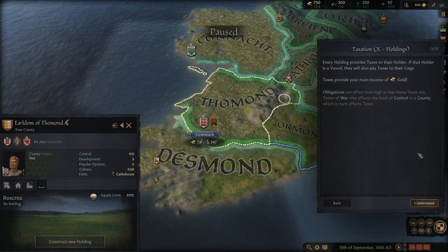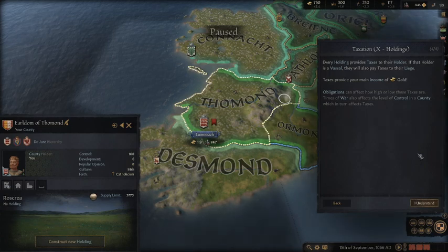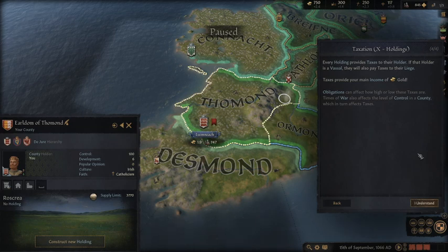Every holding provides taxes to their holder. If that holder is a vassal, they will also pay taxes to the liege. Taxes provide your main income of gold. Obligations can affect how high or low these taxes are. Times of war also affect the level of control in the county, which in turn affects taxes.